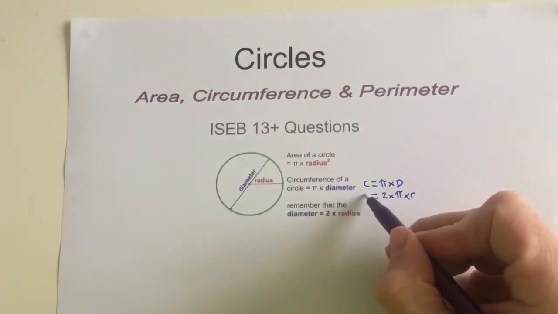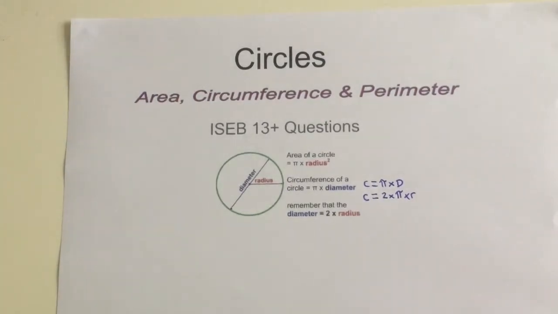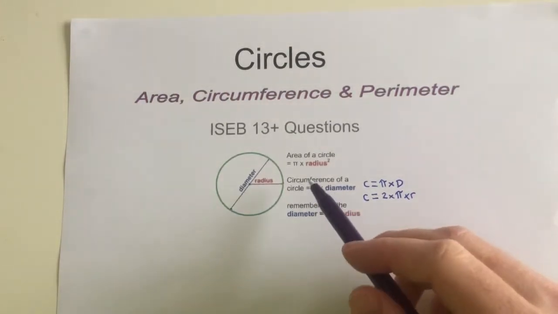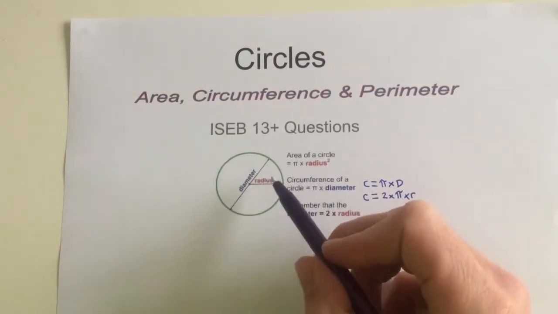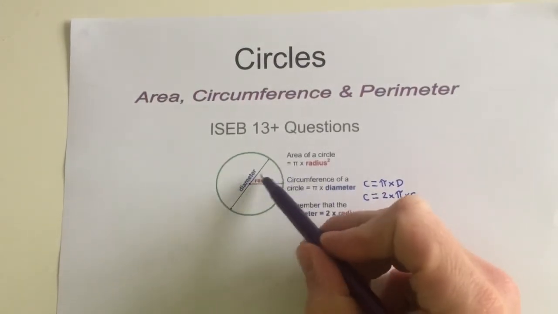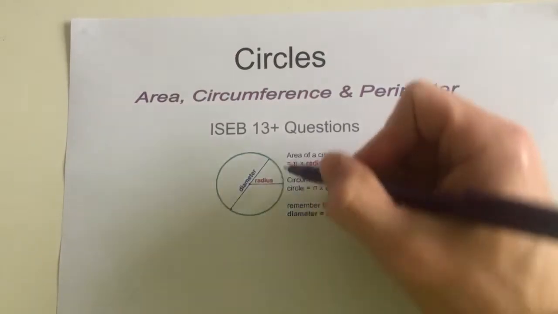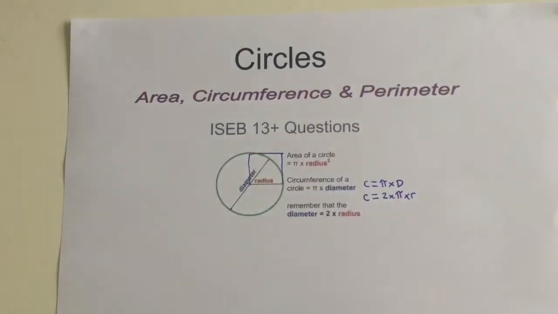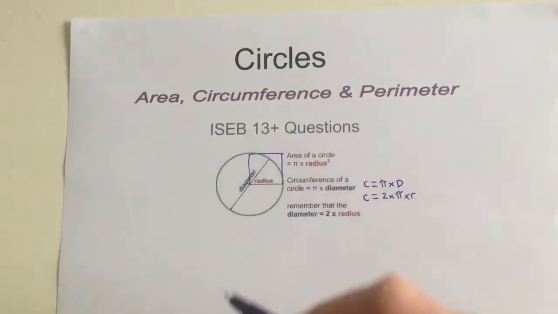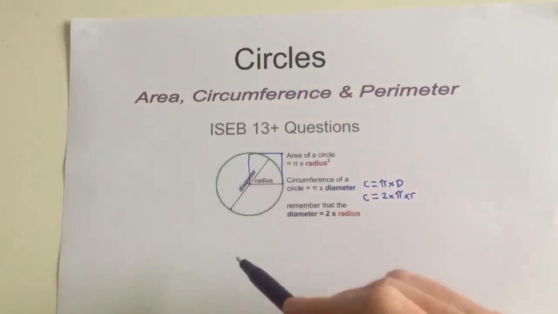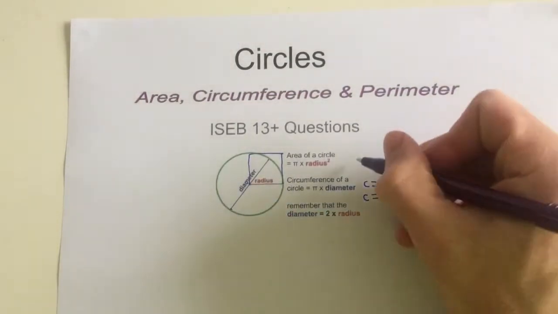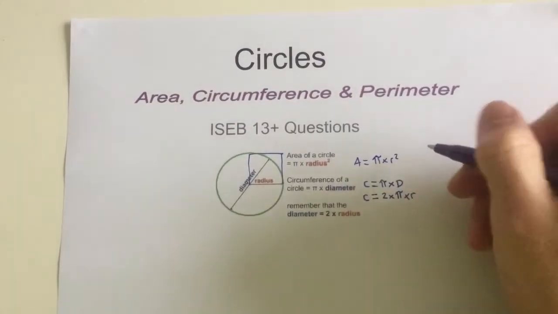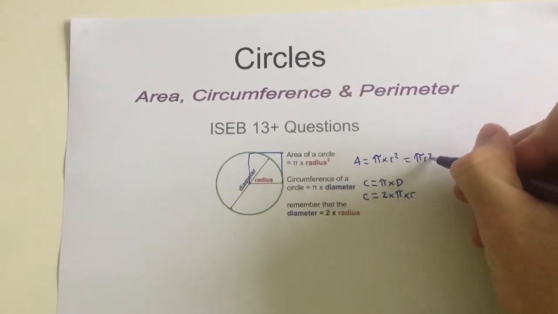So if you're given the radius, which questions often like to give you rather than the diameter, you have to double it and then times by pi. For the area, it is actually pi times the radius squared. So if you square this radius and made it into a square, something like that, radius times radius, they worked out it's roughly 3 of these squares. So the area equals pi times r squared, also written as pi r squared.